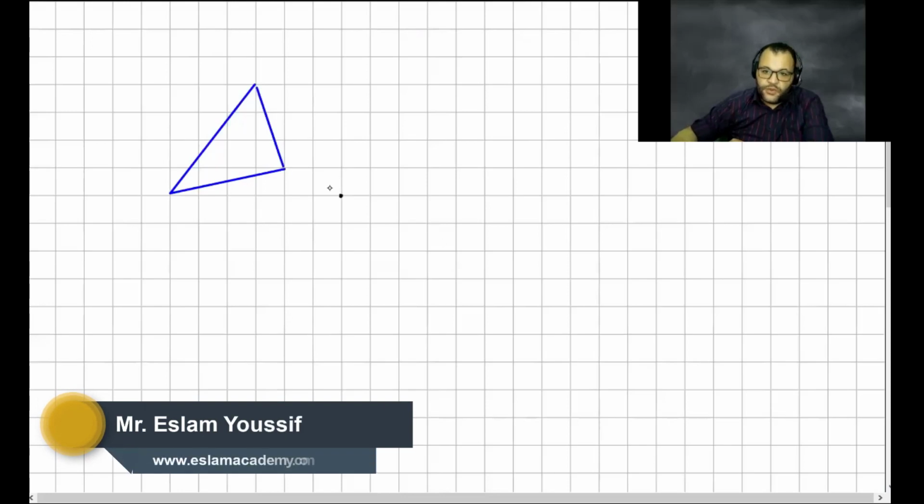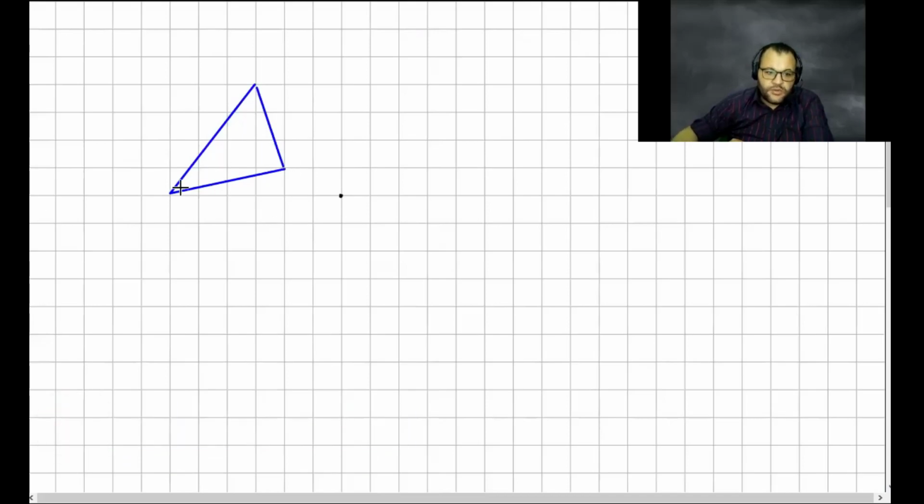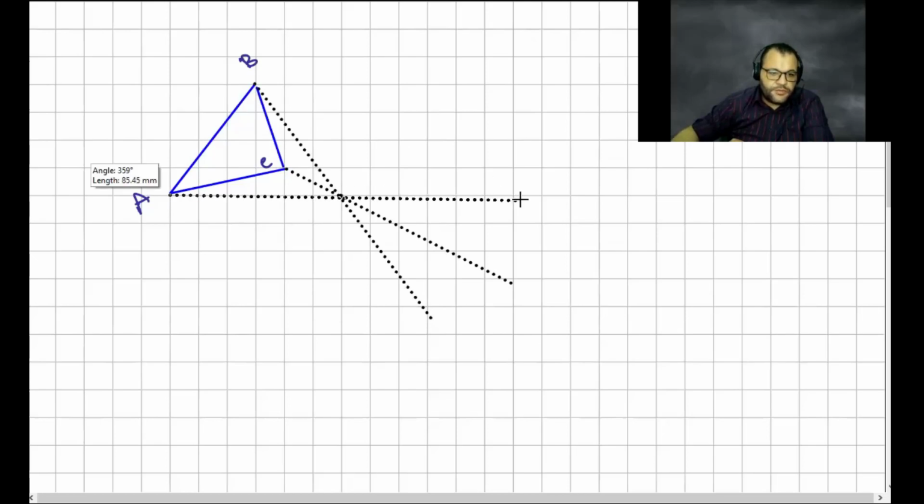To make a reflection for the triangle across the point, all we have to do is suppose that we have the vertices A, B, and C. From each vertex, we join the vertex and the point. The vertex and the point. Any problem now? No. Okay. So we measure the distance from the point. Suppose this point is M.